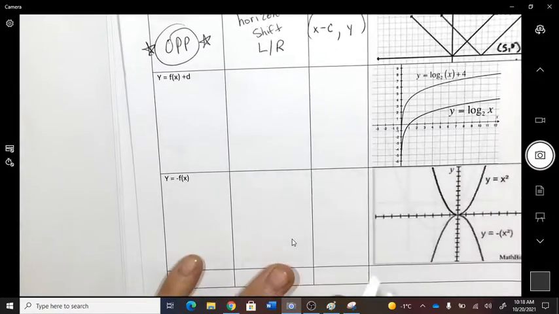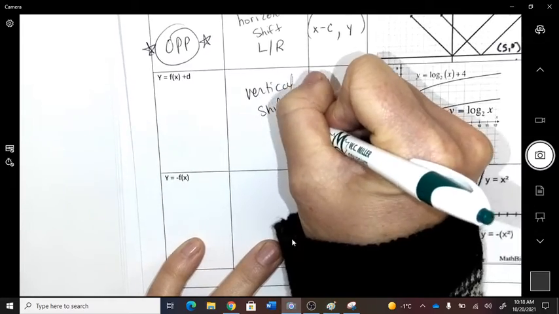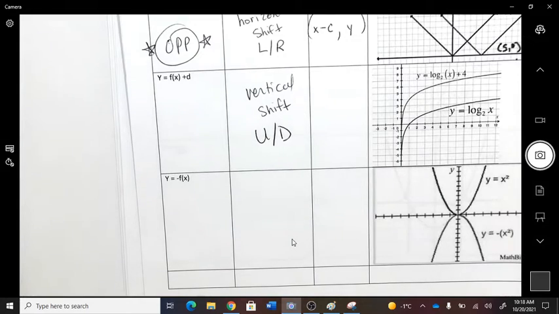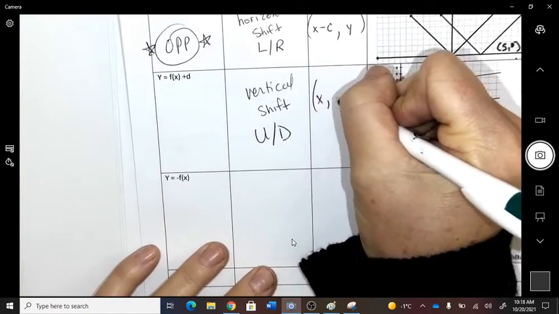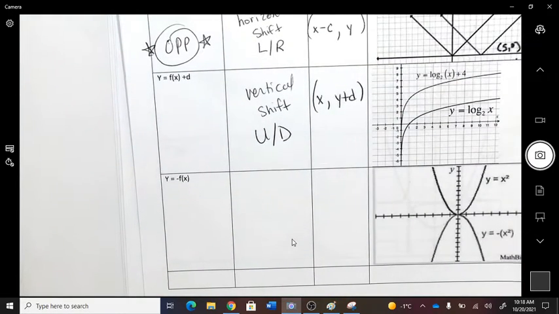Okay, a D, so that's a vertical shift. And then up or down would be the way you could go there. So my coordinate would be y plus D. And that's the same, right? Whatever you see is what you write. If you see a plus 6, you write a plus 6.